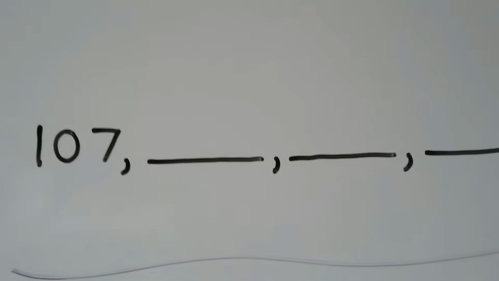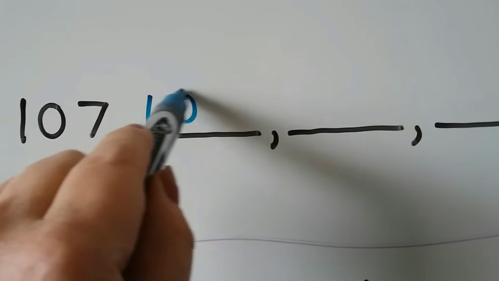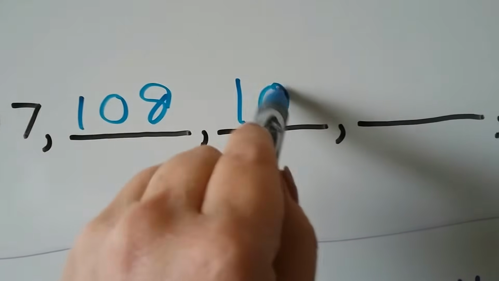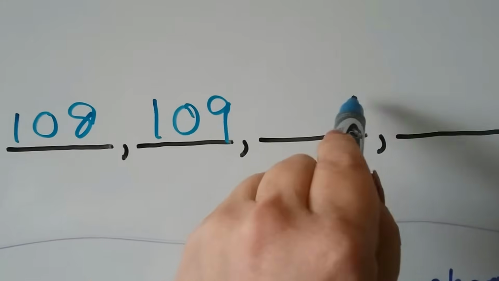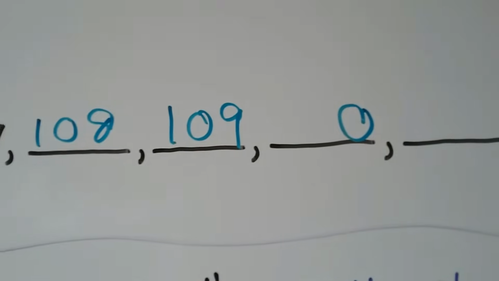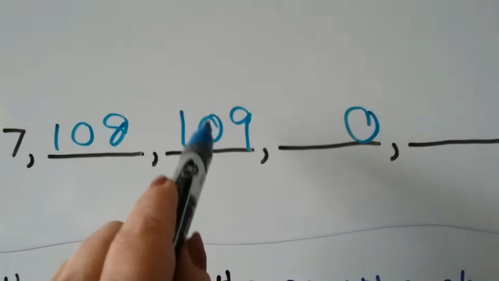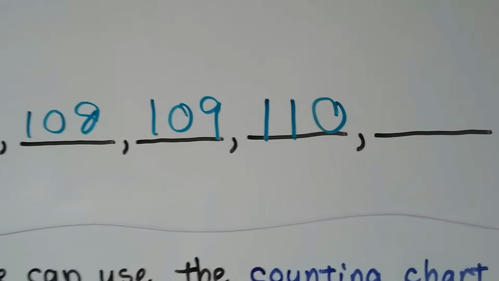Now when we get to 107, that's going to go up by 1. So we're going to have 108. That's going to go up by 1, so we're going to have 109. And now there's a 9 in the ones place. It has to turn into a 0 for the next number counting on. And that's going to make this one 1 bigger. So now we have 110.